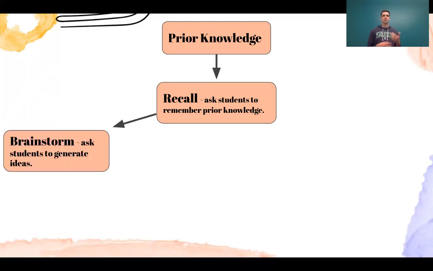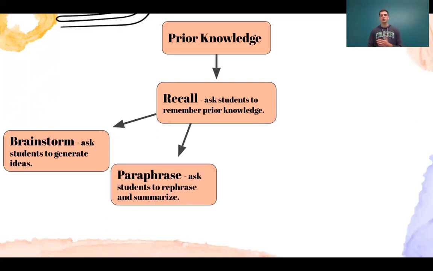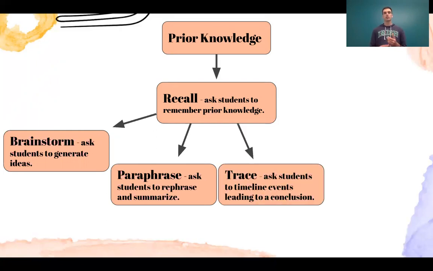Maybe we have them brainstorm a concept and what they know about a concept, what they guess might perhaps be related to it. Or maybe we ask them to look at a piece of text or a video or something and paraphrase the information that they're receiving into their own language, force them to really think, okay, what's going on here? A third type of question might be tracing the consequences, so perhaps from cause to effect of a particular event or series of events.